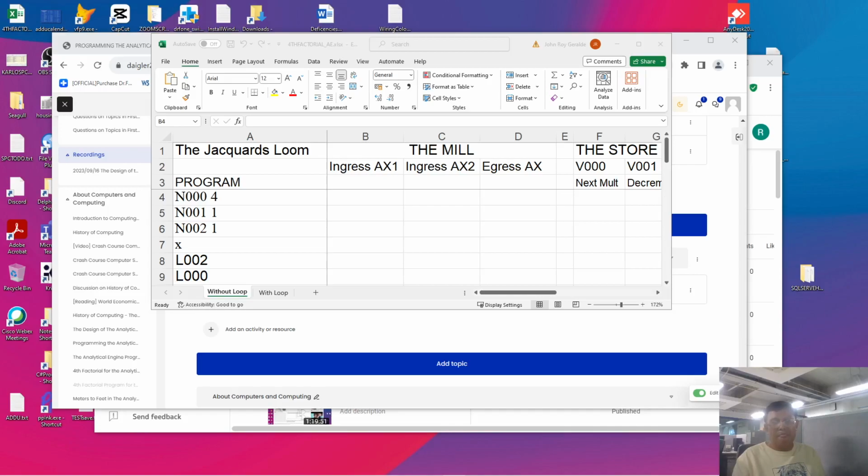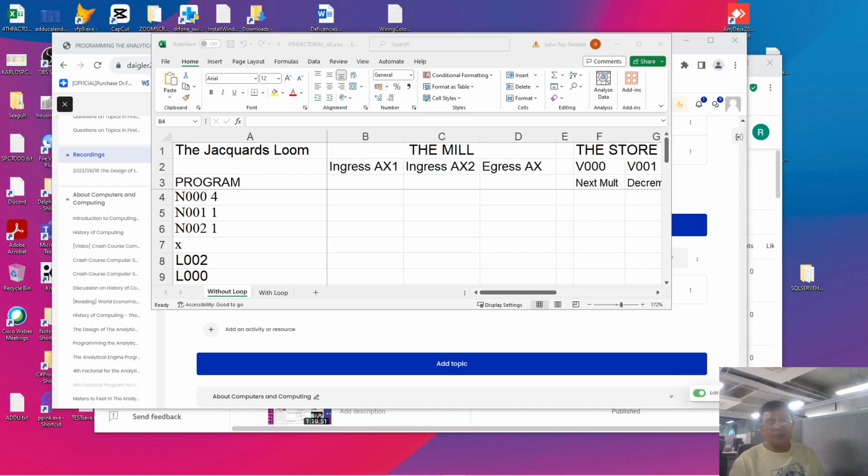Good day once again. In the last video, I introduced you to the design of the analytical engine invented by Charles W. Babbage during 1837 in England. In this video, I'm going to demonstrate an actual program written to run on the said engine. You can see this program from different sites on the internet. This is called computing the fourth factorial.